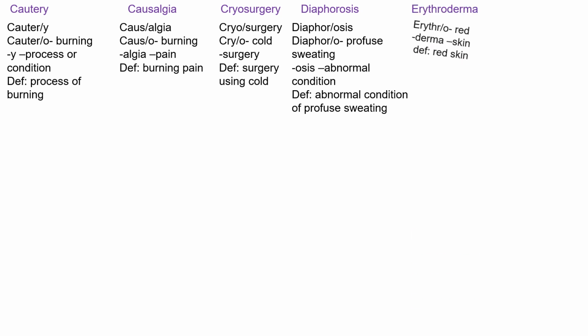Erythroderma. Erythro means red, derma means skin. So this is red skin. Now this may be due to a burn. It may be due to a certain disease that we'll see as we go through those conditions. But here we're just looking at the skin itself being red.